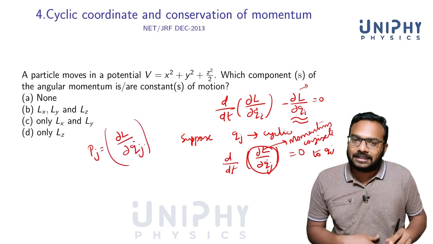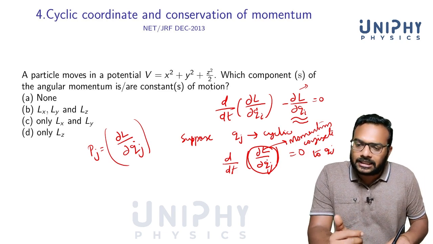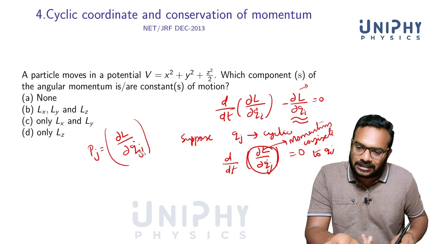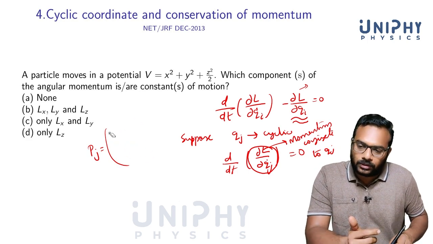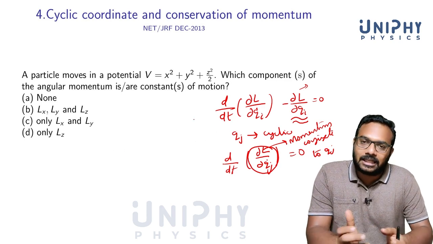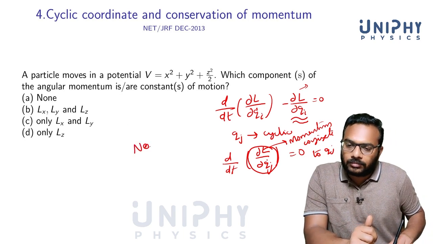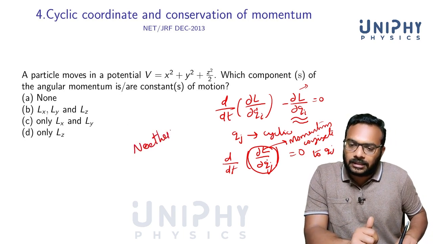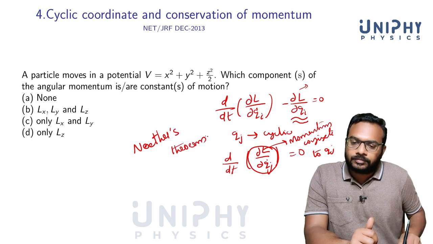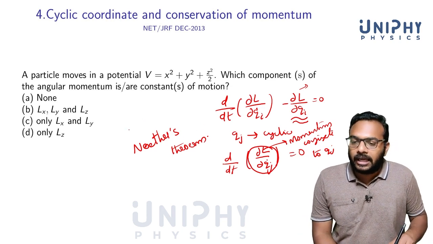Now, as we said, if this qj coordinate that you are talking about is an angle, then the corresponding conjugate momentum is an angular momentum. So, as I said, this is a special case of what we will later see in more detail perhaps. It's a special case of what's known as Noether's theorem, named after Emmy Noether, a German mathematician.